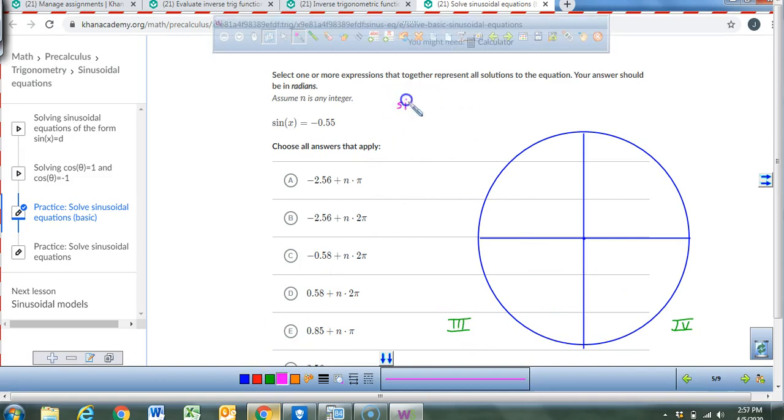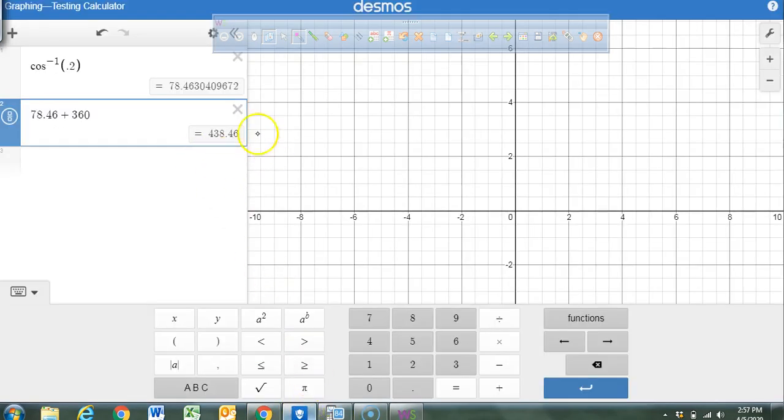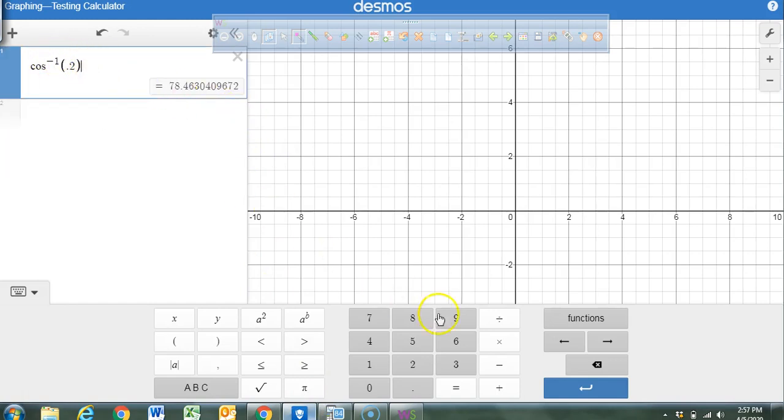I said the sine of x equals negative 0.55. x will equal the inverse of sine of negative 0.55. And that basically is going to put us in the fourth quadrant and the third quadrant. We'll figure out where that is in degrees and also in radians, and I'll draw my triangles.